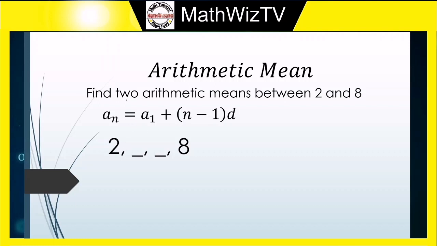As we can see, find two arithmetic means between 2 and 8, which means we need to insert another two numbers. Just like this: 2, then insert two more numbers, 1, 2, and then the 8. Now, for us to find this, we will find the important parameters in our formula. Say for example, a sub n.